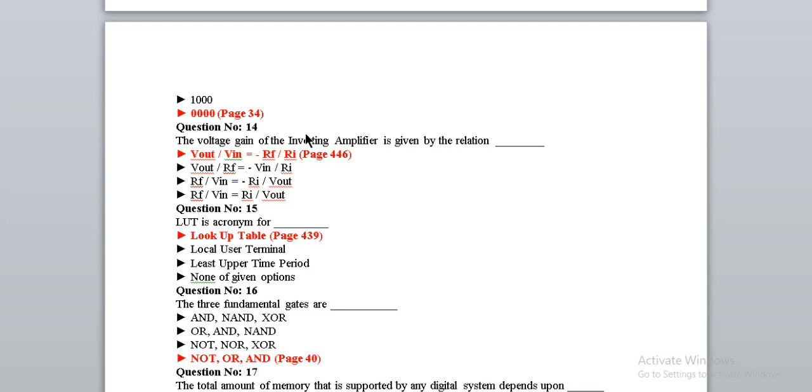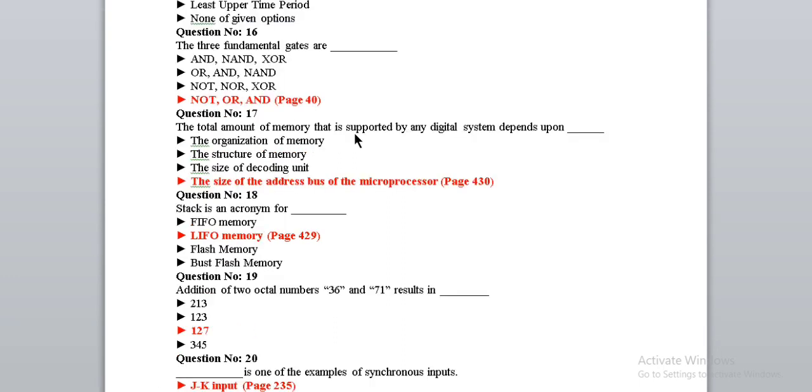The voltage gain of the inverting amplifier is given by the relation V output by V input is equal to minus RF by RI. Next, LUT is the acronym for lookup table. The three fundamental gates are NOT, OR, AND. The total amount of memory that is supported by any digital system depends upon the size of the address bus of the microprocessor. Stack is an acronym for LIFO memory.